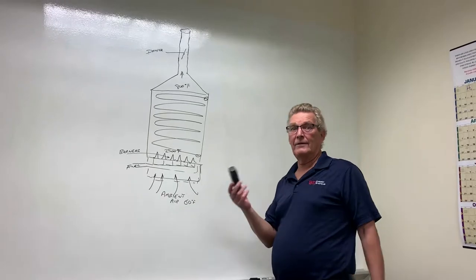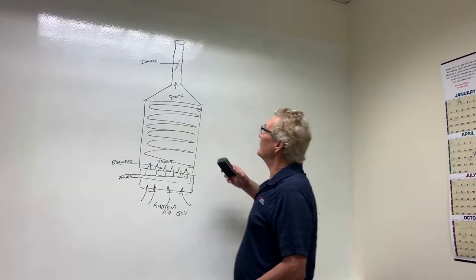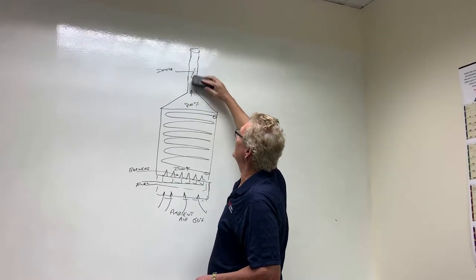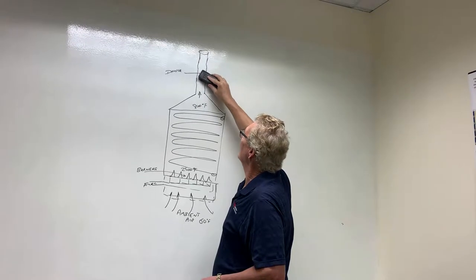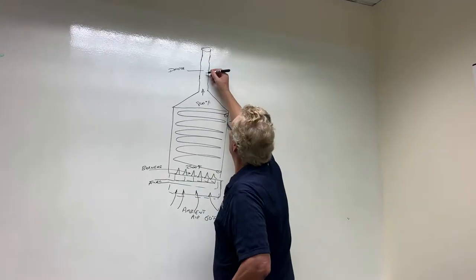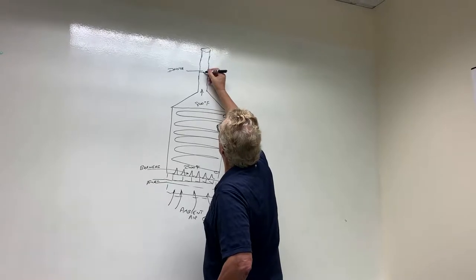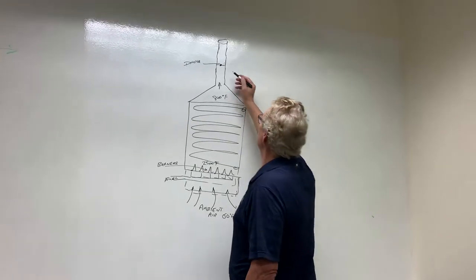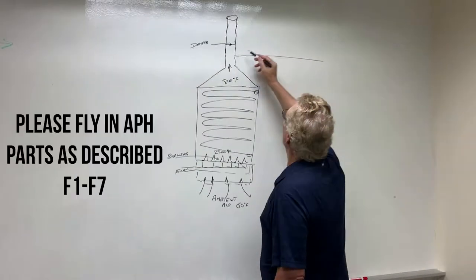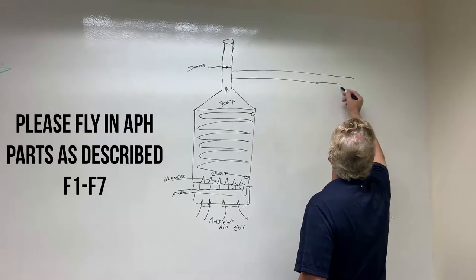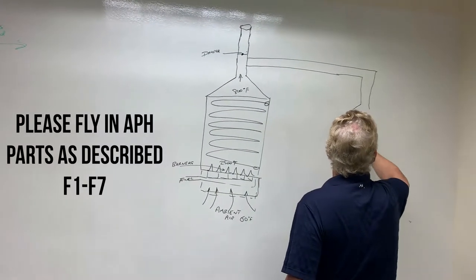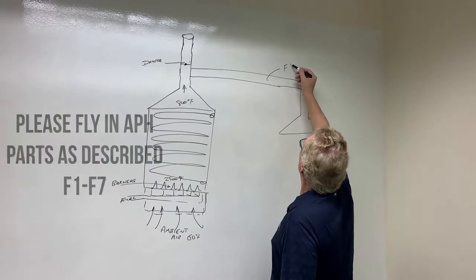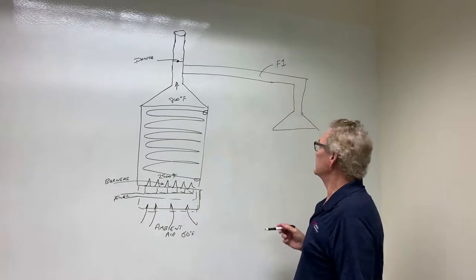Okay, the second video now is going to be on adding the air preheater. The first thing we're going to do, you notice I actually changed the damper a little bit from what I showed you before, but this is more open, which is where it should have been. So I'm going to move the damper now to the closed position. So we're going to show the damper now in a closed position. Now this is where we're going to fly in some of this ducting. So we're going to take a duct from here over to here and bring it down like this. And I'm going to label this F1 because this is flyaway 1. This is the first duct that's going to fly in.